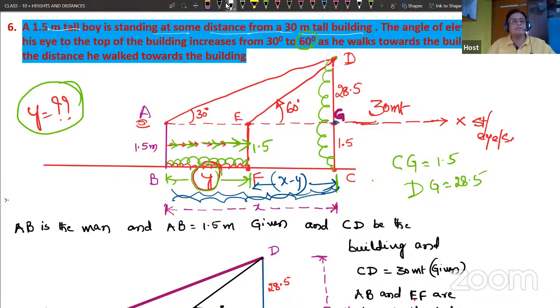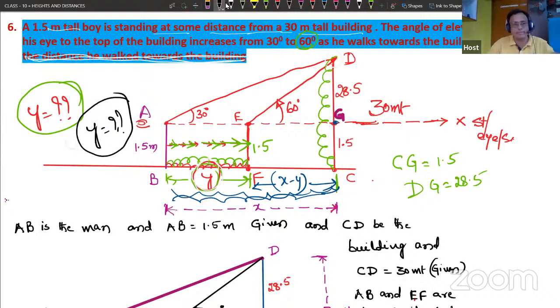Find the distance he walked towards the building. So how much distance he has walked? We have taken it as Y. And the remaining will be X minus Y. Why? Because the total distance we have taken as X. So ultimately we have to find out the value of Y. The distance walked by him towards the building is Y.